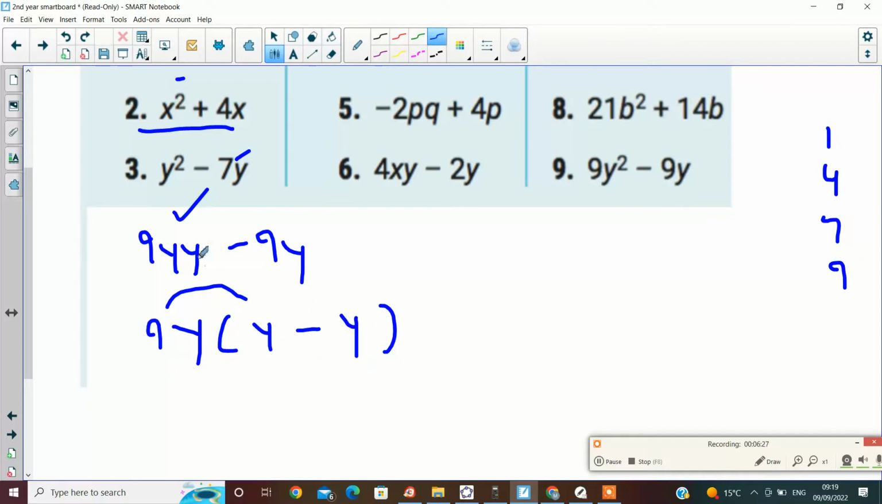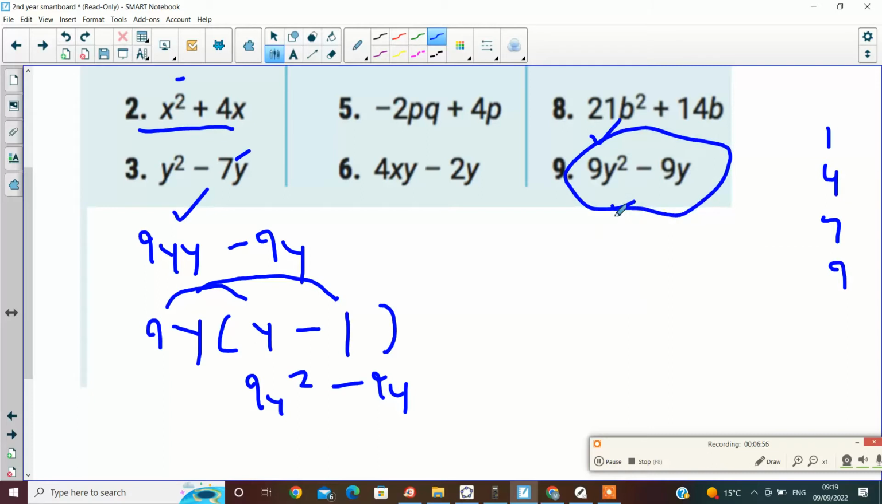9y by y is 9y squared, yeah? And what's 9y by minus y? Also 9y squared. Just one. Just the number 1. Think about it. Let's try this out again. 9y by y, 9y multiplied by y, 9y squared. 9y multiplied by minus 1. And it matches their original question. So you got it correct.